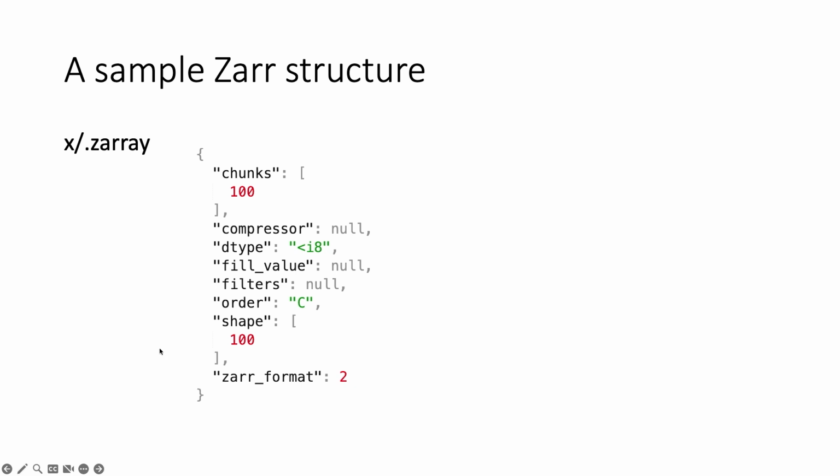And it gives you the order, which is column first. It gives you the total shape of the data. So in this case, it's 100, so there's only one chunk. If it were, for example, 101, 102, or up to 200, there would be two chunks, right? And then 300, so three chunks, and so on and so forth. And the ZAR version, which is 2.